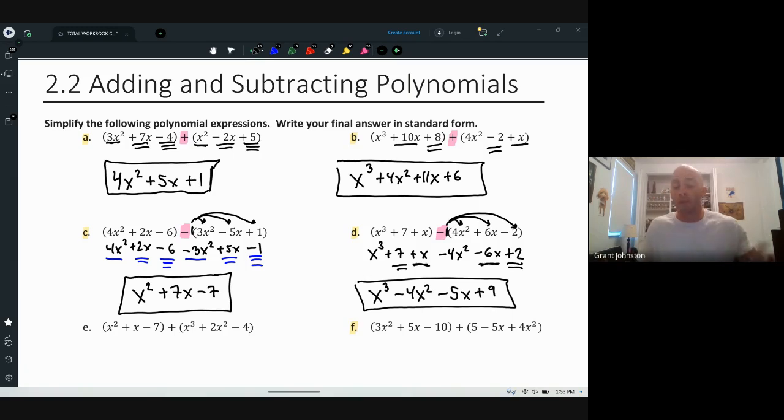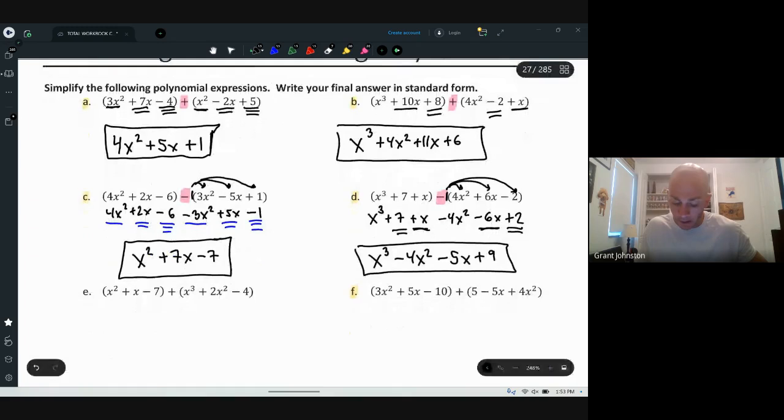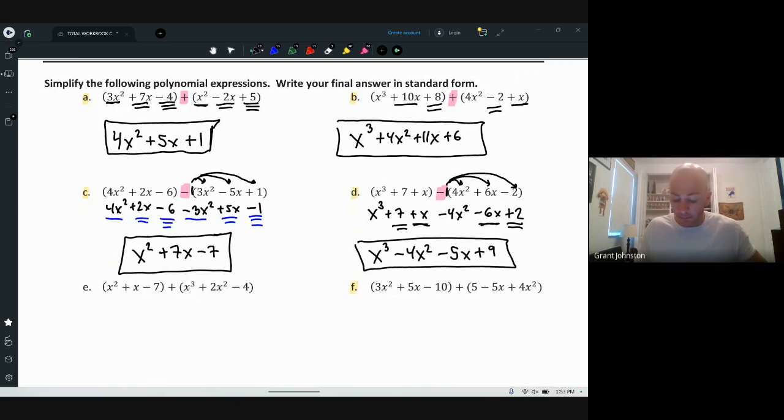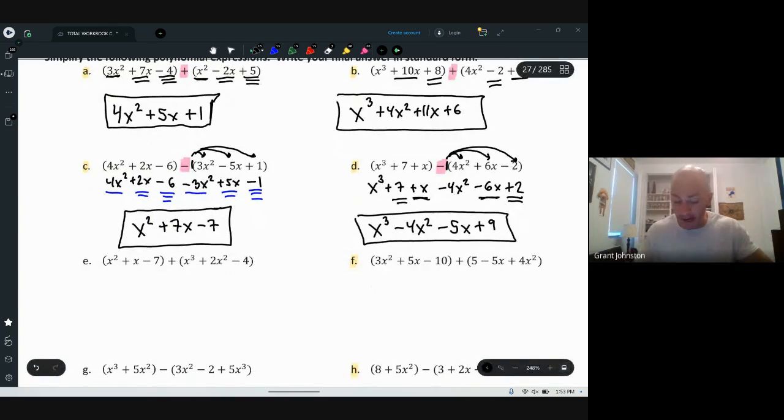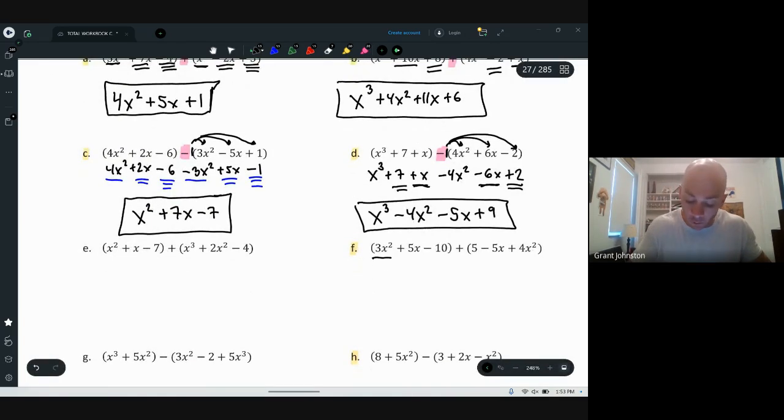Let me just do 2 more. I'm going to do F. F is another addition, so you don't need to worry about distributing a -1. There's nothing to distribute. You're just adding the second polynomial, so you don't need that middle step. The 3x squared is going to combine with the 4x squared. The 5x is going to combine with the -5x. And then the -10 is going to combine with 5.